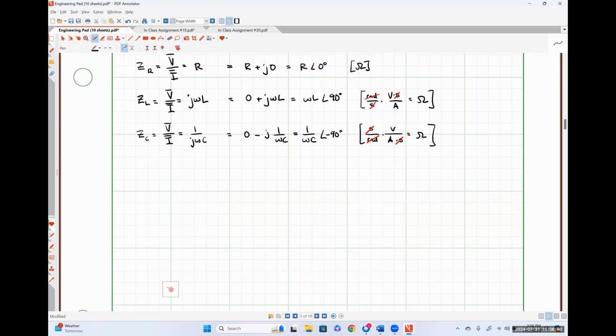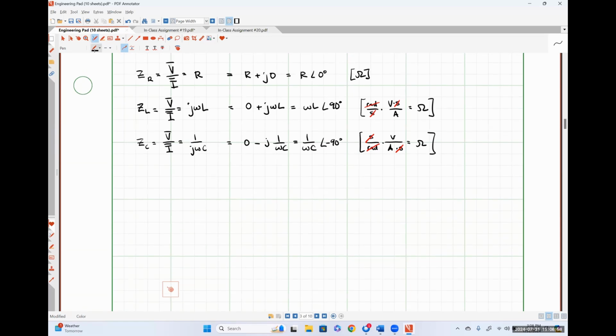Before I forget about this, I want to talk about something here really quickly. Okay. This is kind of beyond the scope of this class, but I think it's very interesting, which is why I'm bringing it up. So if we look at the impedance for a resistor, we can see that it is independent of frequency, right? There's no omega listed in our expression. So it doesn't matter what frequency we're dealing with, a resistor always just looks like a resistor.